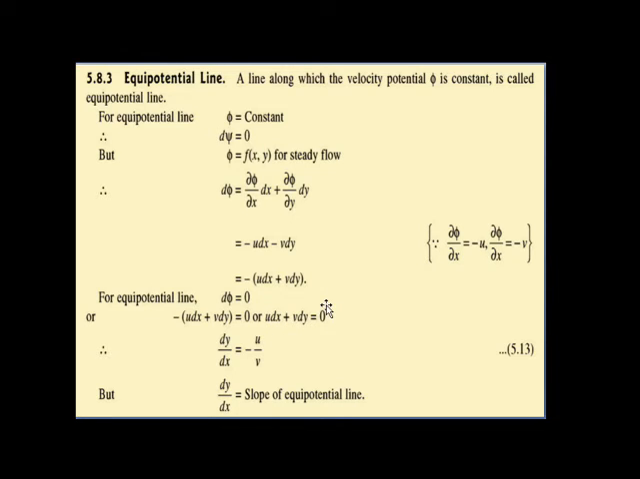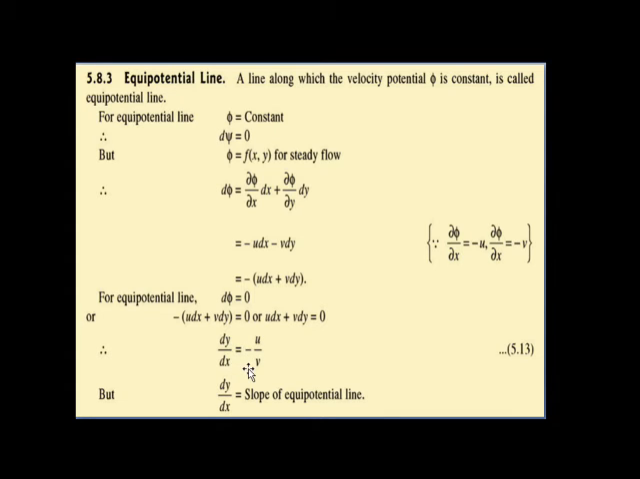So u dx plus v dy is equal to 0. This can also be written as dy by dx is equal to minus u upon v. This equation shows the slope of the equipotential line. This ratio indicates the slope of the equipotential line: dy by dx is equal to minus u upon v.